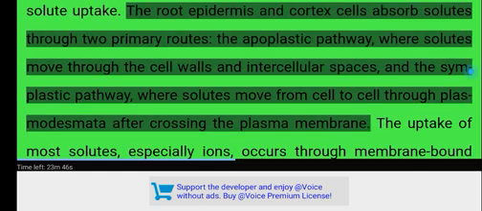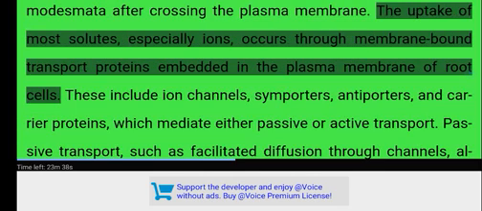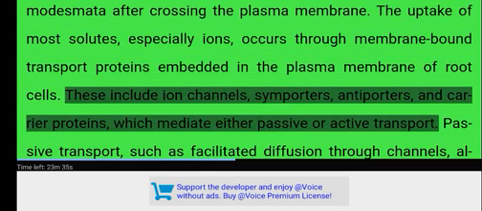The root epidermis and cortex cells absorb solutes through two primary routes: the apoplastic pathway, where solutes move through the cell walls and intercellular spaces, and the symplastic pathway, where solutes move from cell to cell through plasmodesmata after crossing the plasma membrane. Uptake of most solutes, especially ions, occurs through membrane-bound transport proteins embedded in the plasma membrane of root cells. These include ion channels, symporters, antiporters, and carrier proteins, which mediate either passive or active transport.